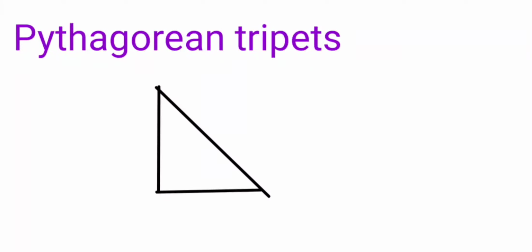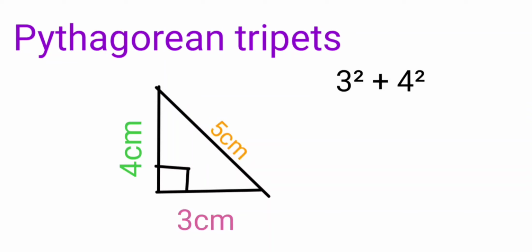Next is Pythagorean triplets. What are they? Suppose we consider a right angle triangle. The angle is 90 degrees. The base is 3 cm, the perpendicular is 4 cm, and the hypotenuse is 5 cm. So 3, 4 and 5: base, perpendicular and hypotenuse. These are the three lengths of a Pythagorean triplet.